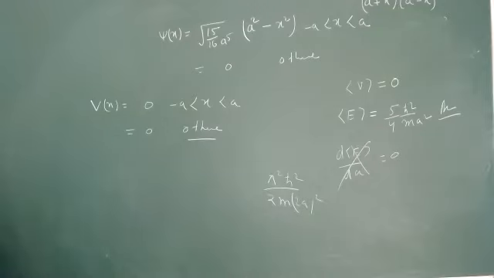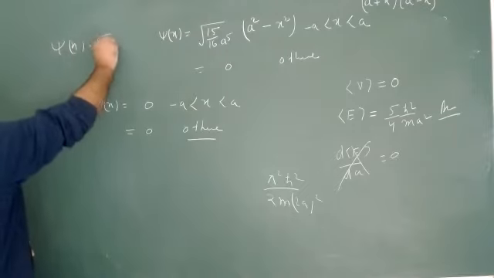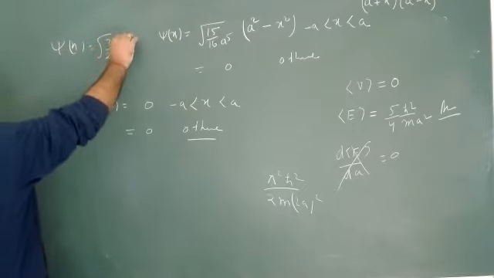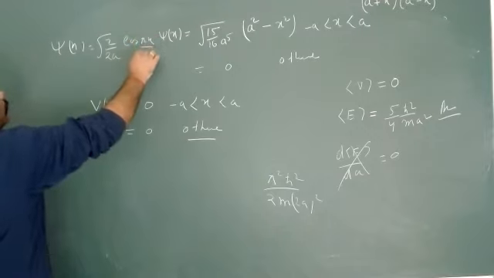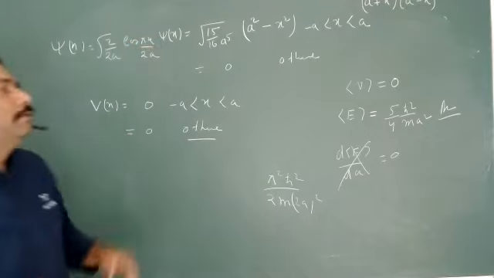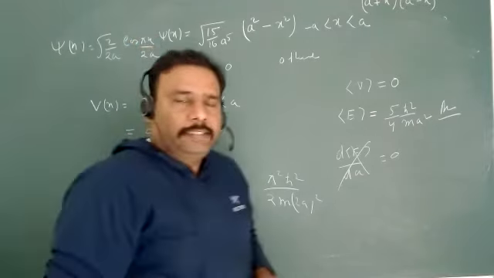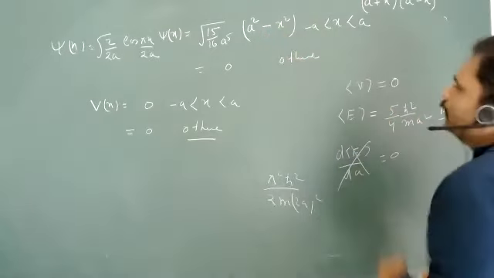If you take this as the wave function, psi x is equal to root 2 upon 2a, and that value is cos pi x upon 2a, then you will get the actual energy, isn't it? But if I am taking this value, then obviously this is the only possible thing I have to get.